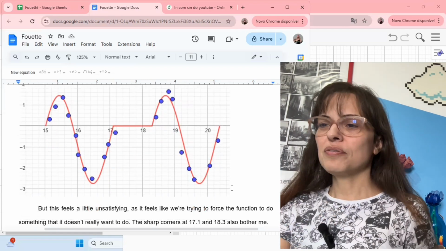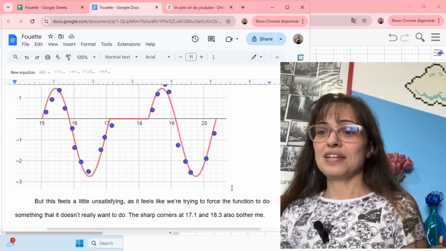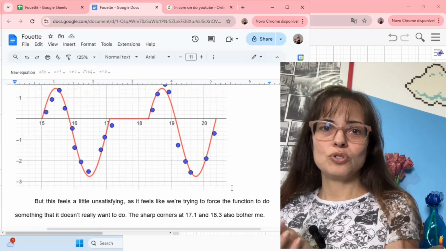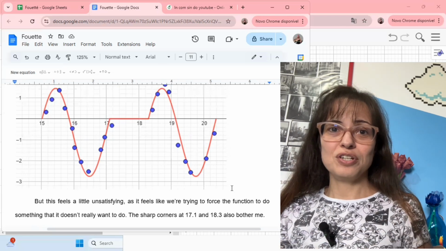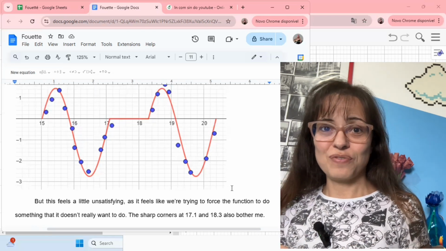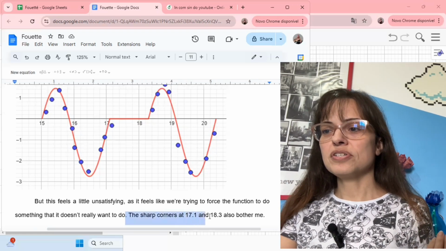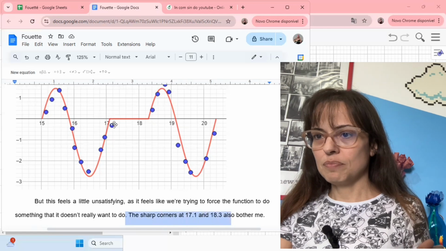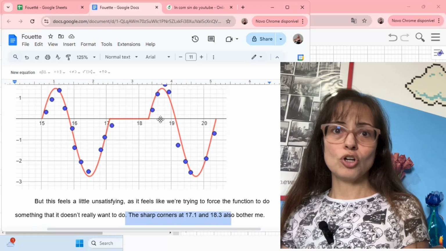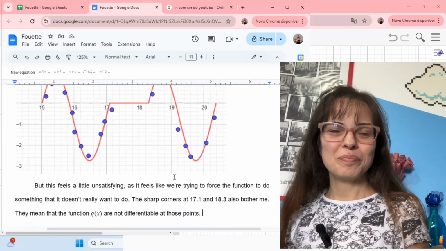So this last paragraph is the last thing that I have written so far. It feels a little unsatisfying because we're trying to force the function into doing something that it does not want to do. Like I said, the piecewise function is the easiest way to do this. It's not necessarily the most satisfying way to do it or the best way to do it, okay? So the sharp corners at these numbers are also bothering me. These sharp corners here and here are points where the q of x function is not differentiable. I should type that sentence. It shows that I know another fun mathematical word.